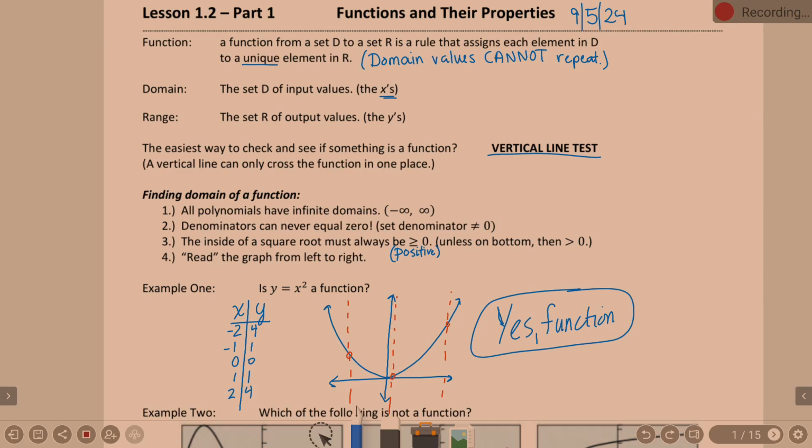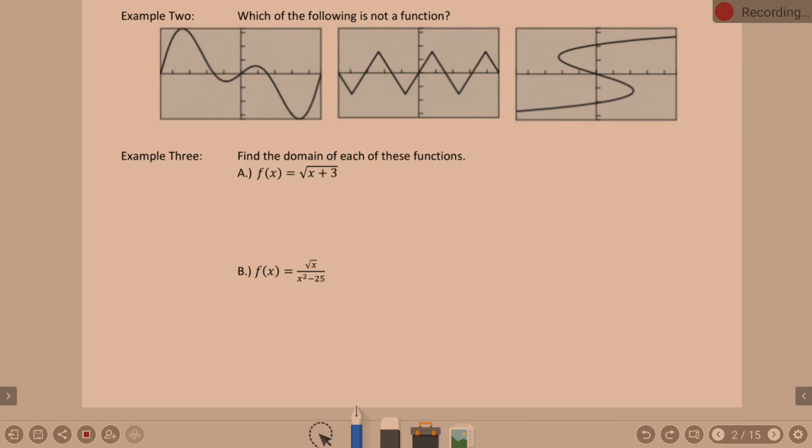Example 2. You have 3 graphs to look at, yes? And on example 2, the question is, which of the following is not a function? Third one. Agree? Disagree? I agree. Why? Because it goes through x's twice.